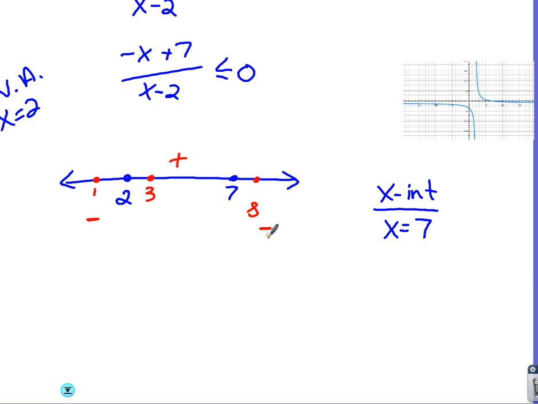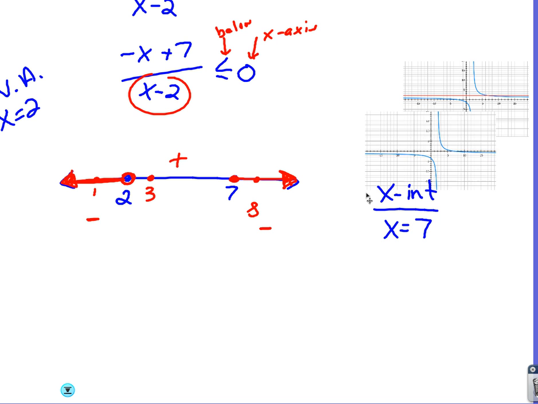You're not concerned with what your exact values are, you're just concerned with where your graph is. Because I need to know, where is my graph below the x-axis, or negative. Notice that when I plugged in 1, I got something below, so I know my graph is below here, or equal to. X cannot be 2, so that'd be an open circle there. And I know that my graph is below or equal to there. So my solution set looks like that.